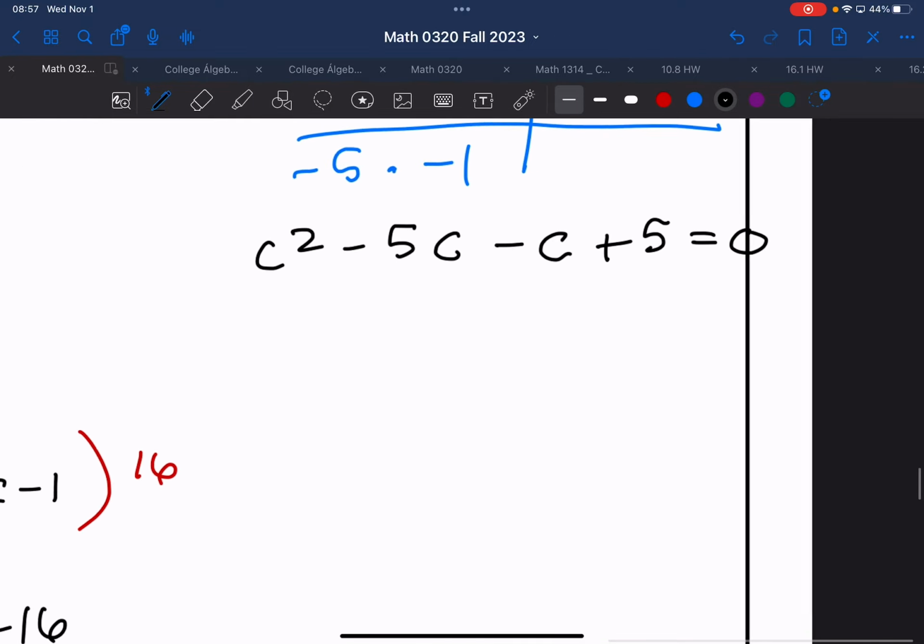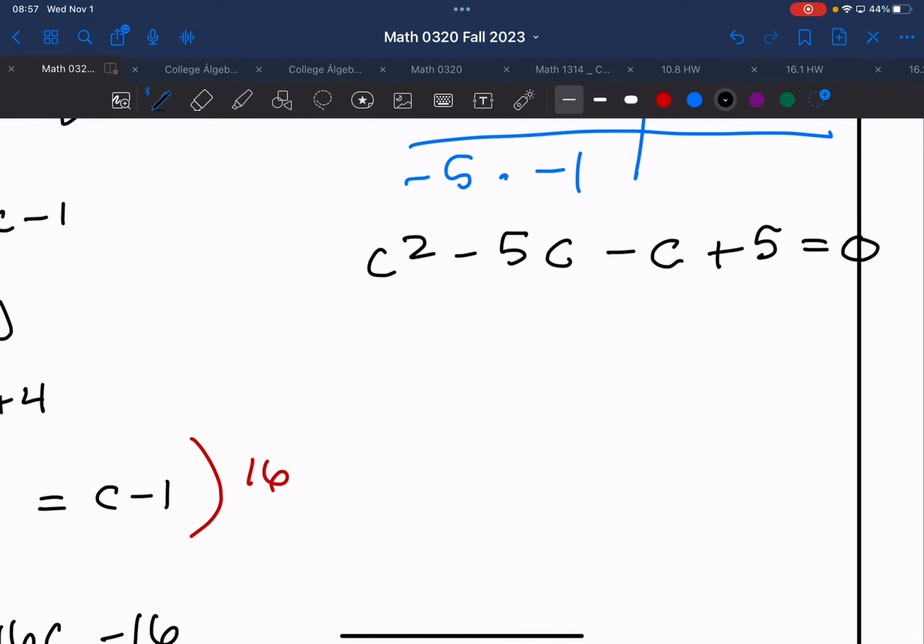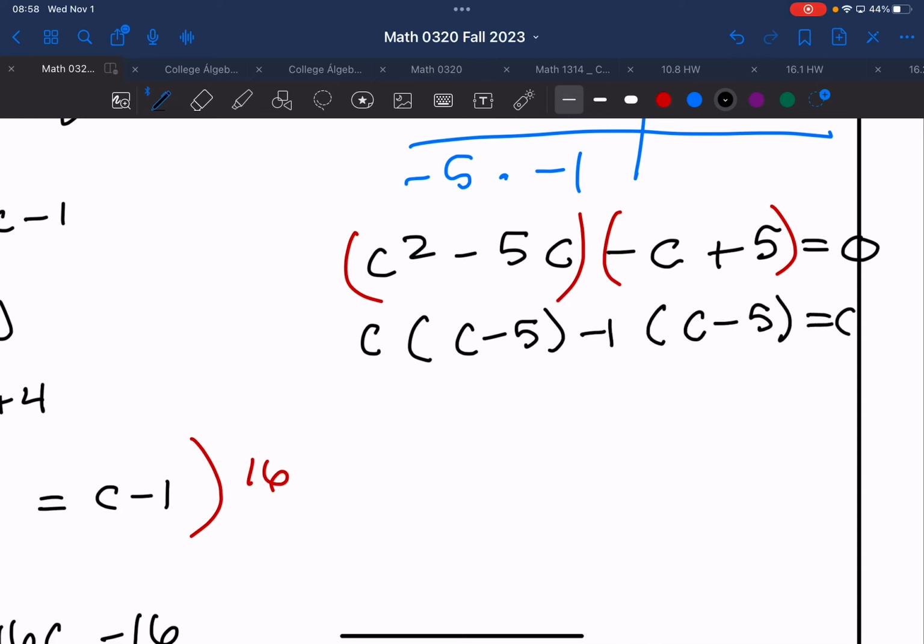Now I'm factoring using what method? Grouping. So what's the GCF I could take out of the first one? C, and I'm left with c minus 5. And what about the next one if I want them to match? Good, negative 1, c minus 5. So I have c minus 5 and c minus 1 equals 0.